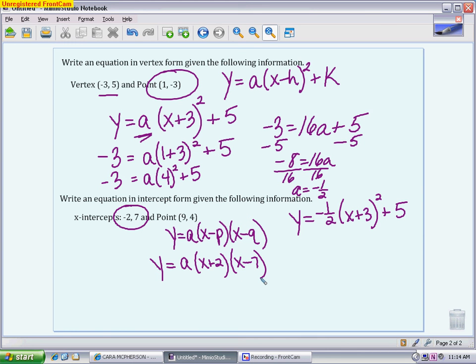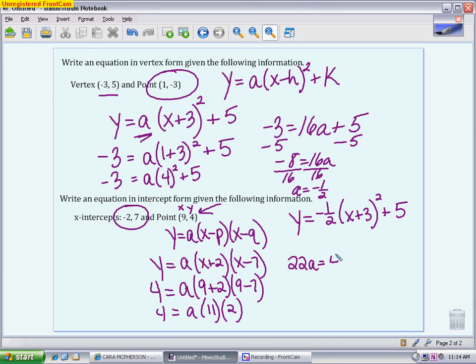Again, the piece of information that I'm missing is I have to figure out what a is, and that's why I have this extra point. There always has to be that one additional piece of information to help you finish it. So that tells me that if I put 9 in for x and 4 in for y, I can figure out what a is. So I'm going to put 4 here. I'm going to put a 9 in 2 places. I have to put it in this x and in this x. So I have 9 plus 2, which is 11, and I have 9 minus 7, which is 2. So 11 times 2 is 22, so I have 22a equals 4.